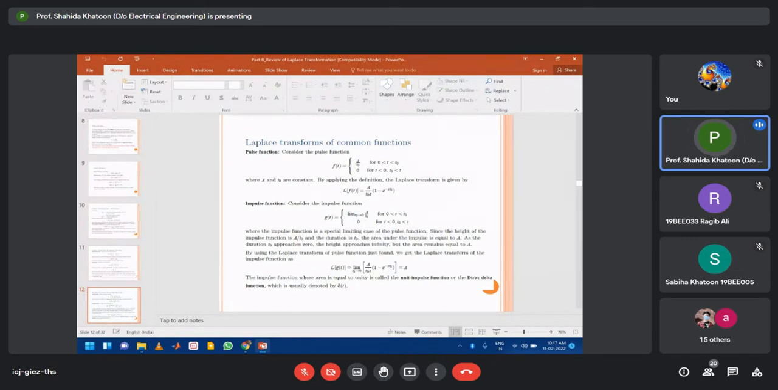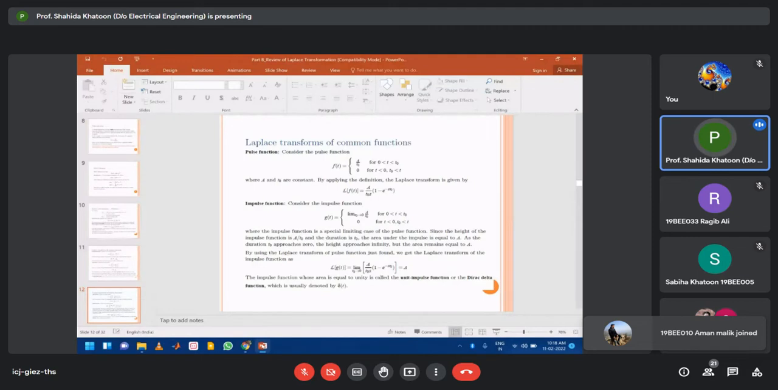So the impulse function is a special limiting case of a pulse function. Since the height of the impulse function is A upon t naught and the duration is t naught, the area under the impulse is equal to A, right? As the duration t naught approaches 0, the height approaches infinity, as I have already told you, but the area remains the same, equal to A. This is the special feature of an impulse function.